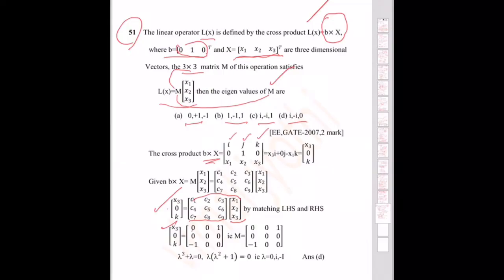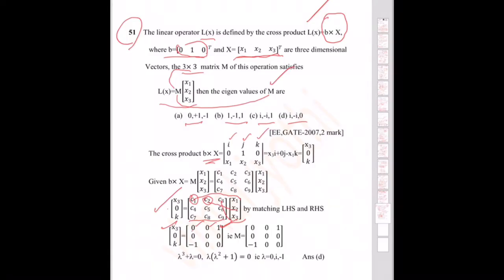x3 equals C1x1 plus C2x2 plus C3x3, which means that C1 equals 0, C2 equals 0, and C3 equals 1. With C1 equal to 0, C2 equal to 0, C3 equal to 1, we get x3 equals 0 x1 plus 0 x2 plus 1 x3, that is 0, 0, 1. On matching the other entries, we get M equal to this matrix.